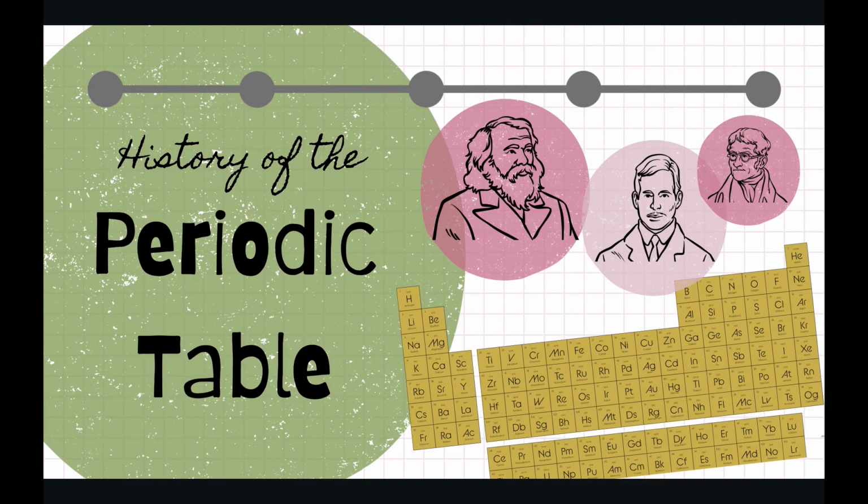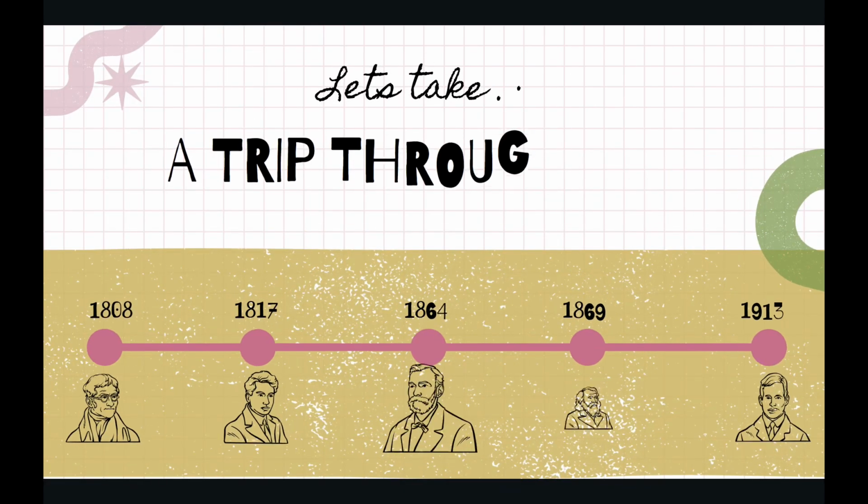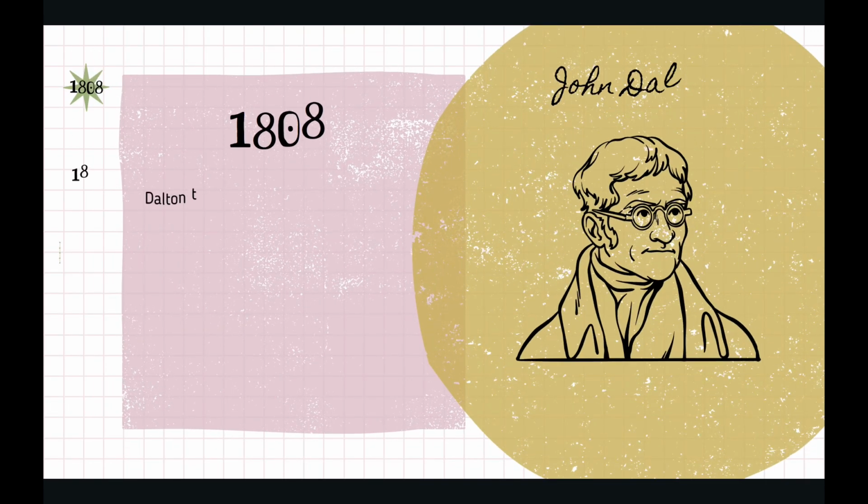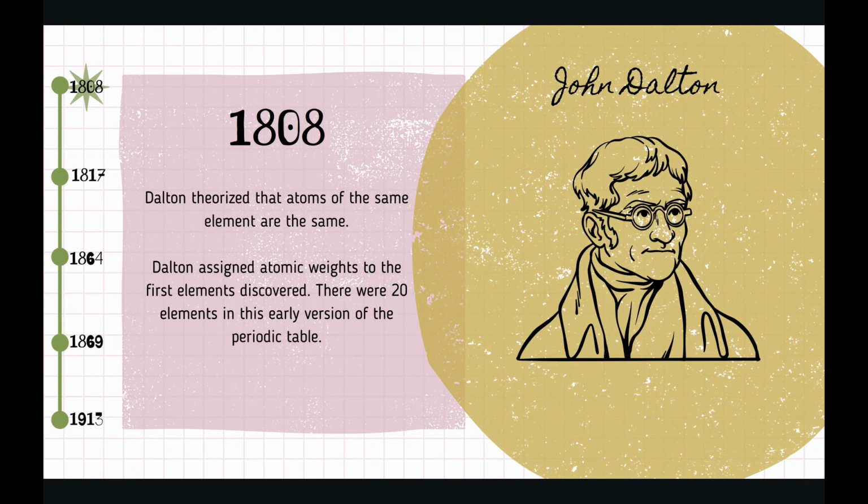So, the history of the periodic table. We're going to dive deeper into the history of the periodic table. On a trip through time, you will see that it all started around the beginning of the 1900s, when John Dalton theorized that the atoms of the same element are the same. So Dalton assigned atomic weight to the first elements discovered. And there were 20 elements at the time in the early version of the periodic table.